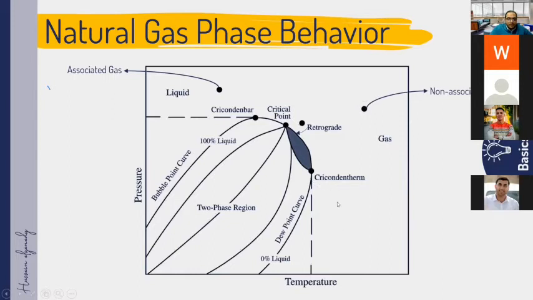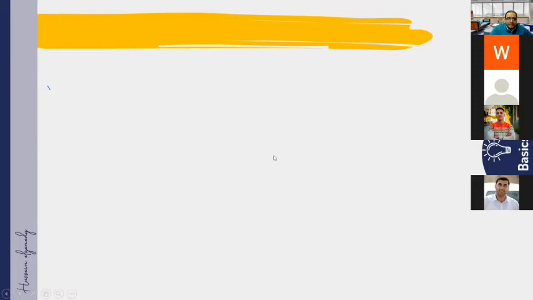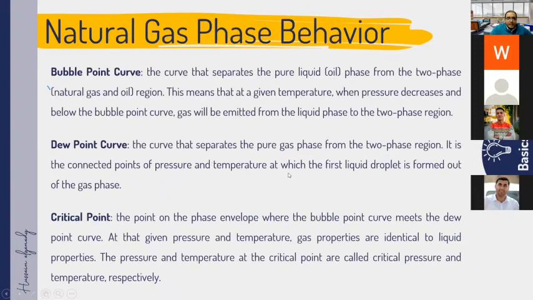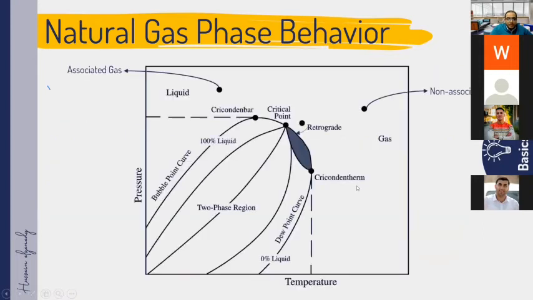First of all, the dew point curve. Here is the definition for the dew point curve. This curve separates the pure gas from the two-phase region. When we go back to this phase envelope, we can find that here is the gas only. There is no liquid at this region. And here is the liquid only. There is no gas at this region. And inside the dew point and bubble point curves, at this region, it's called the two-phase region, at which the gas and liquid can coexist in any different proportion.